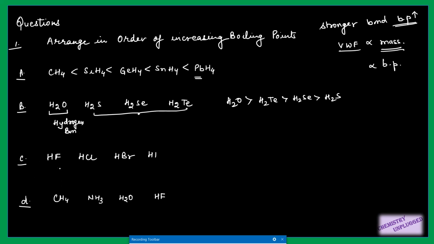Then we have the halogen hydrides. Again the same thing will be applied: here we have hydrogen bonding, and here we have to look for the van der Waals forces, right? So the highest boiling point will be for hydrogen fluoride, then HI, then HBr, and the last, or you can say the smallest boiling point, will be for hydrogen chloride.